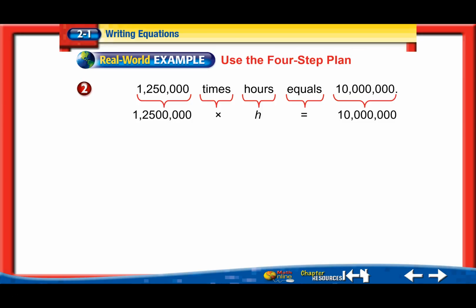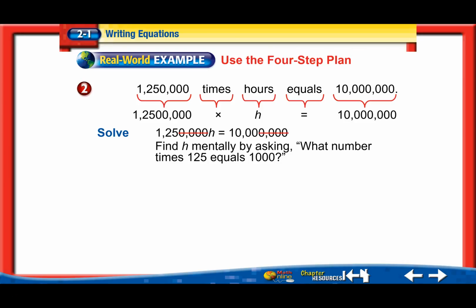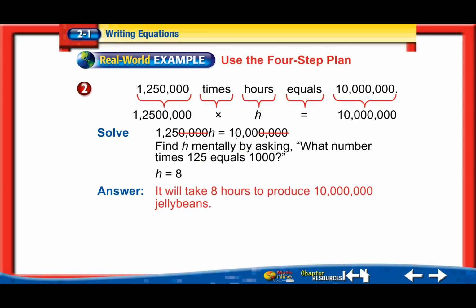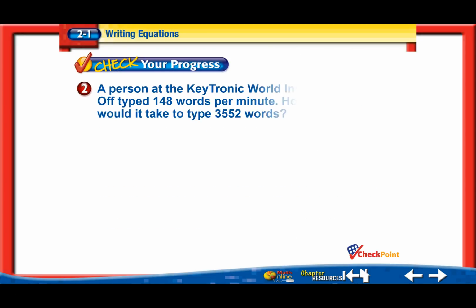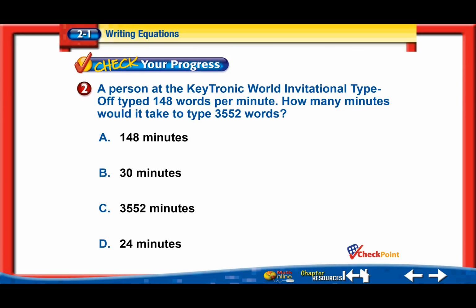We divide both sides by, oh, they're going to reduce it first. That's fine. So what number times 125 equals 1,000, which would be 8. Or you could just divide over, which is what I probably would have done in your calculator. So it takes approximately 8 hours to produce that. Yeah, that makes sense. All right, same basic concept. You try.